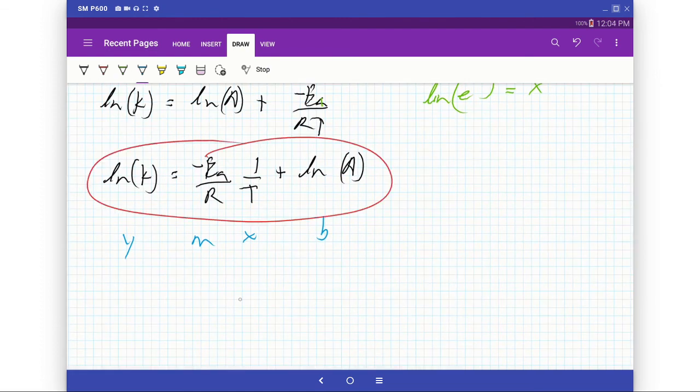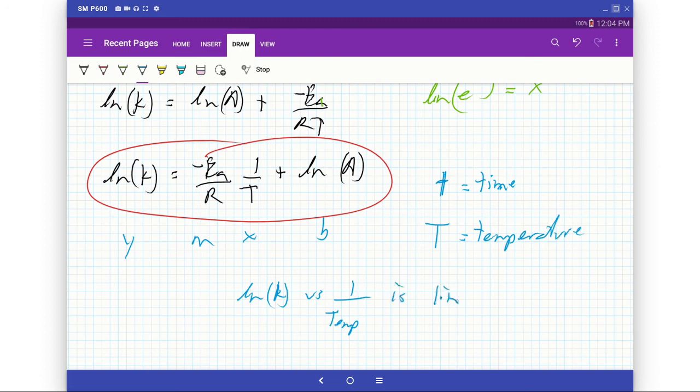And so natural log of the rate constant versus 1 over T. Now, capital T is temperature, so lowercase t is time, capital T is temperature. We're going to see both of them in the same equation in the same example pretty quick. That's why I did that. Natural log of K versus 1 over the temperature is linear. And of course, the slope of the line is minus EA over R.